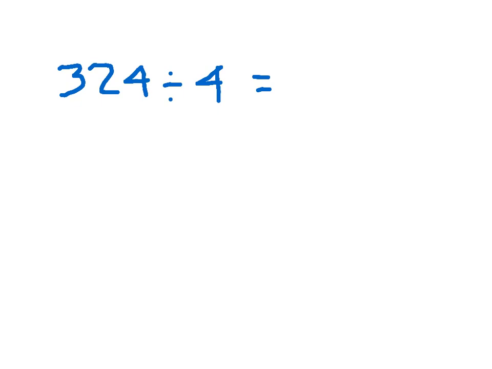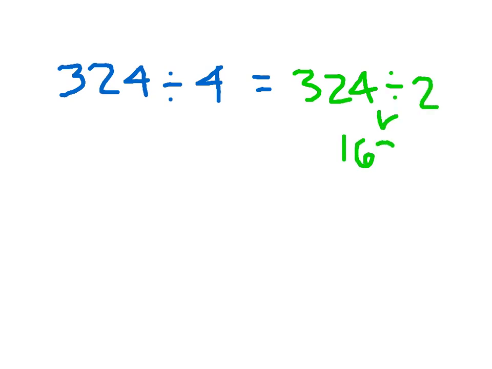So we have this problem, 324 divided by 4. We're going to go ahead and take 324 divided by 2 first, and we know that 324 divided by 2 is 162. At that point, we're going to take 162 and divide it by 2 again. And then we know half of 162 is 81. So 324 divided by 4 is 81.